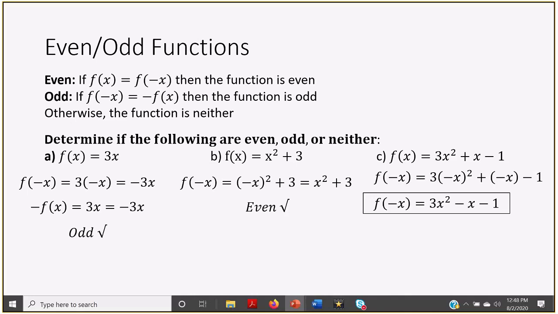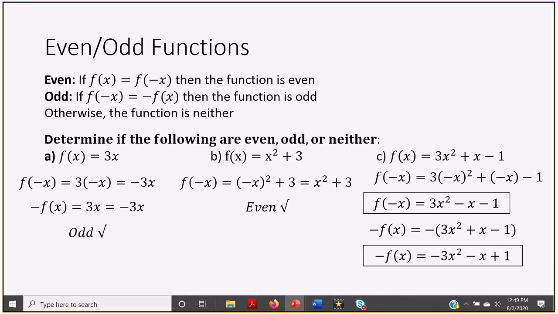I boxed it because there's going to be a lot of things going on with this question, so I'll know what to compare to. Next, I take my f of x, I multiply it by negative 1. So I go back to my very original function, my 3x squared plus x minus 1, multiply everything by negative 1. I get negative 3x squared minus x plus 1, which is, again, pretty close to, honestly, both of my f of x and f of negative x. But I'm past that step of it maybe being even.